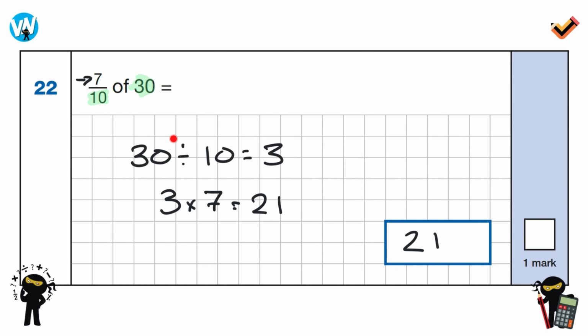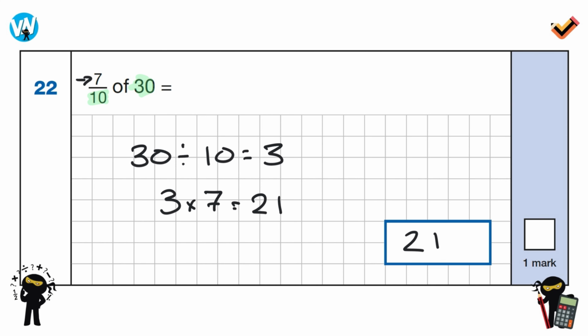And when this crops up, this is question 22. You should be able to do this. I've made some jottings so that you can see it, but this is such a simple question. 30 divided by 10 is 3, times that by 7, 21. It should literally take 5 seconds to do in your head. You don't really need to do any working out. You just go, 30 divided by 10, that's 3 times 7, 21. Boom, job done.